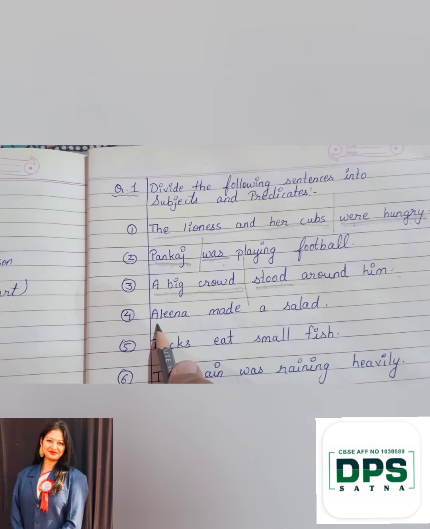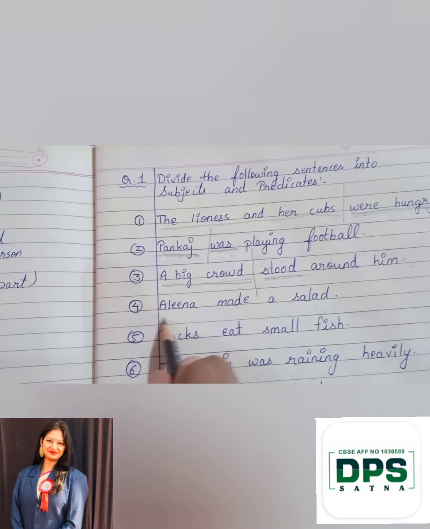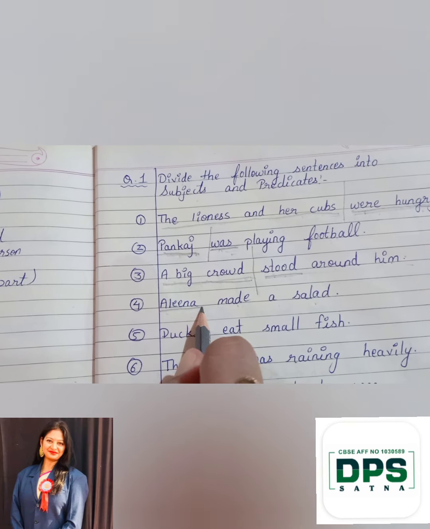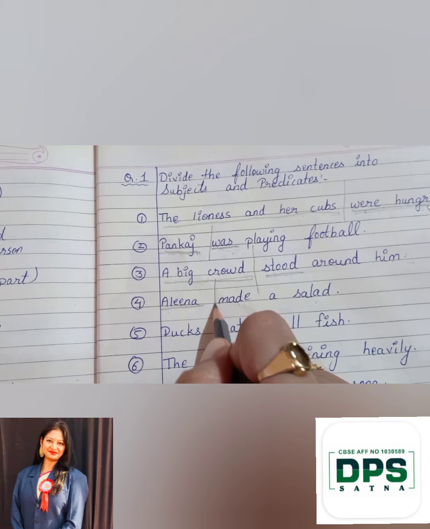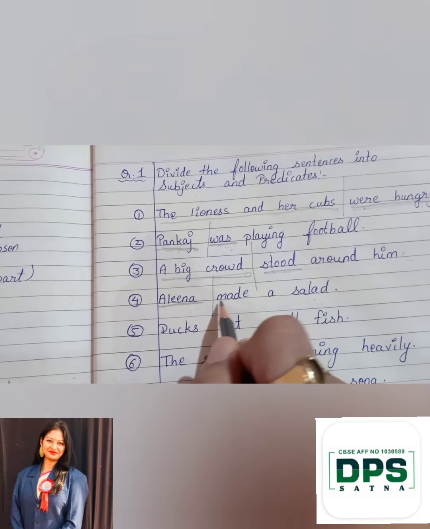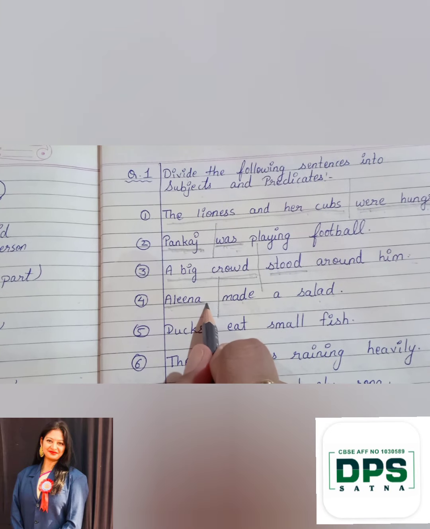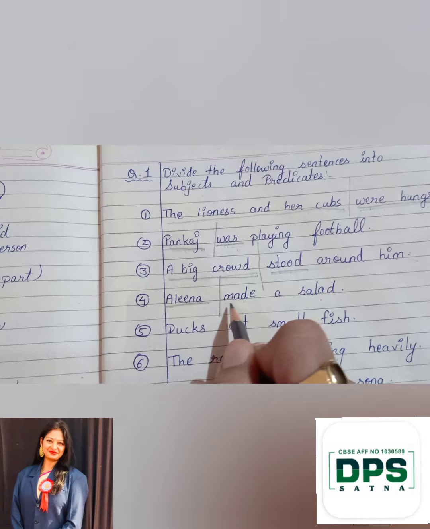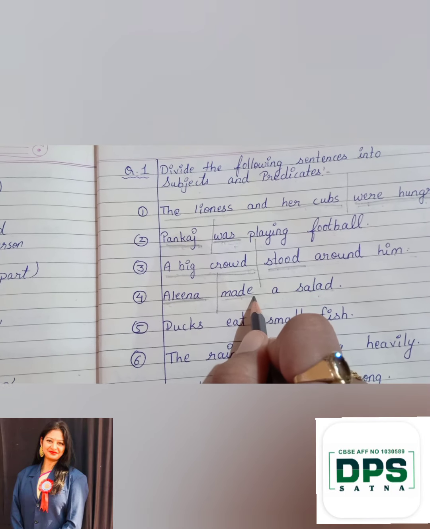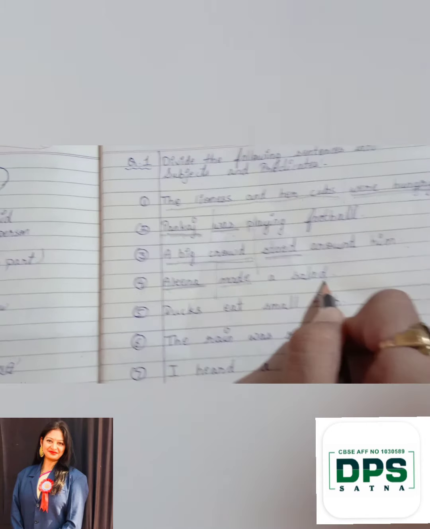Next is Alina made a salad. Now here your subject is Alina. Whom we are talking about? We are talking about Alina. And what she made? She made a salad. Okay. So Alina is your subject. Made is your verb. So predicate is made a salad.